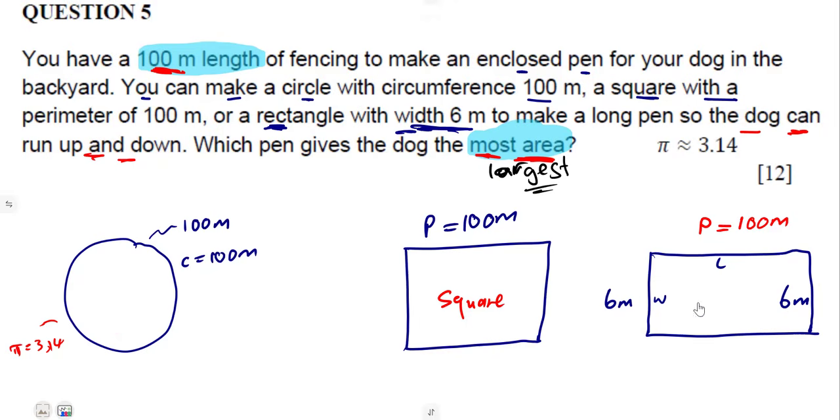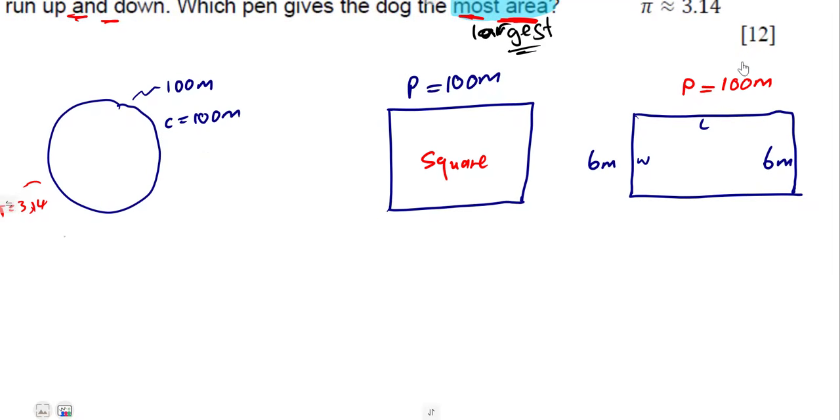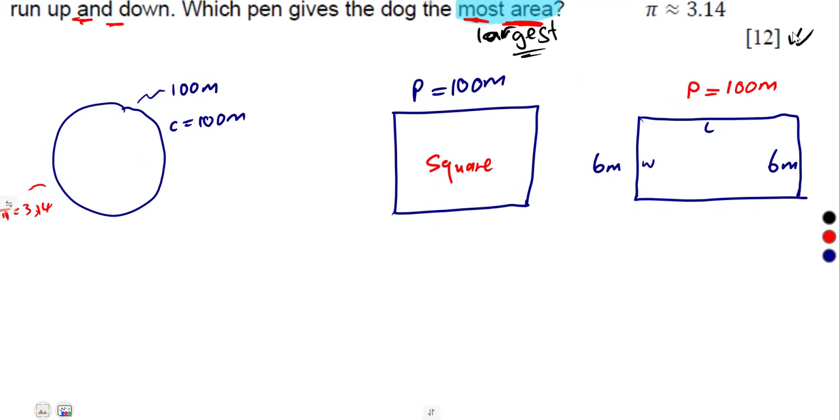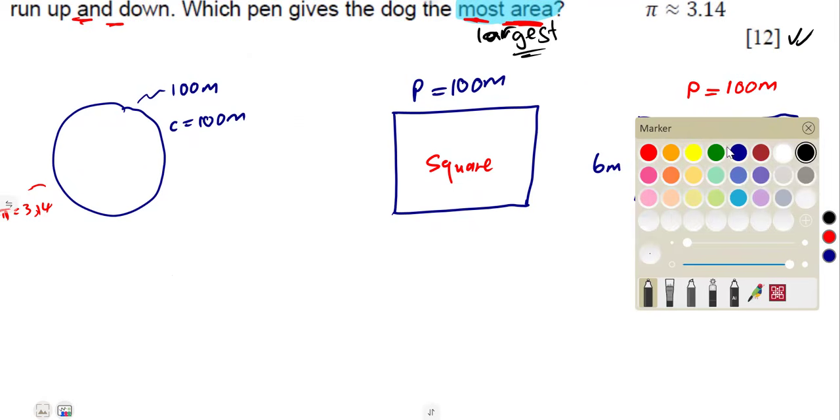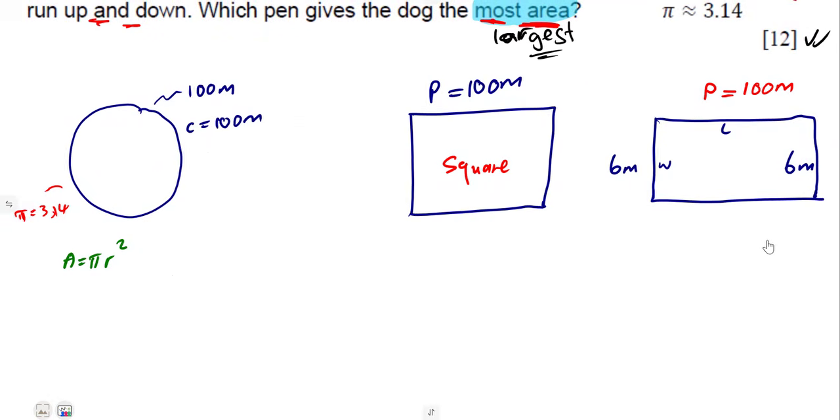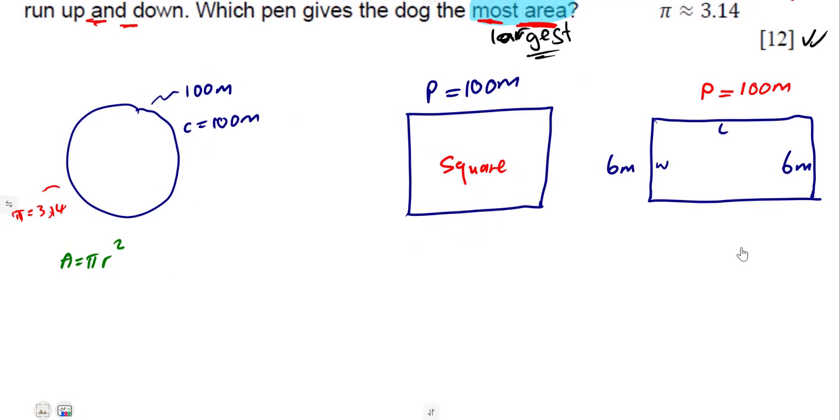So what can we do? Just calculate their areas. This is a 12-mark question, guys. Just calculate the area, you're done. So let's start with the circle. We know the area of a circle is given as pi r squared. We do not have the radius so far.